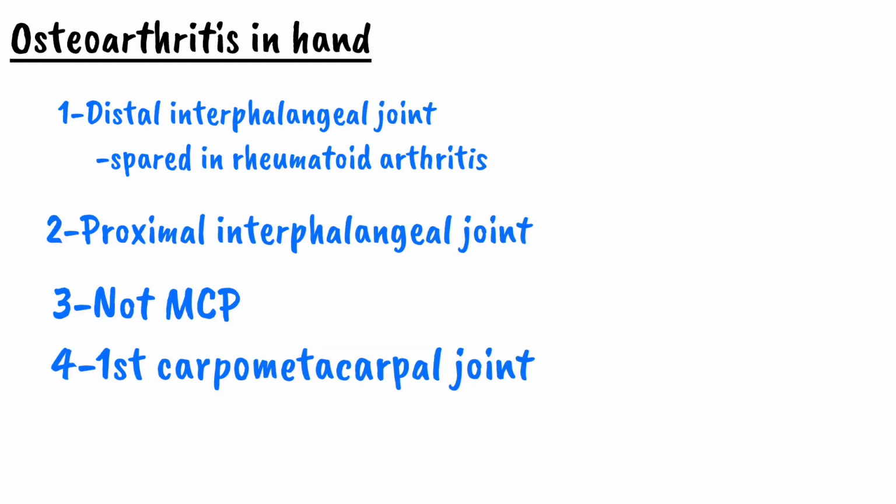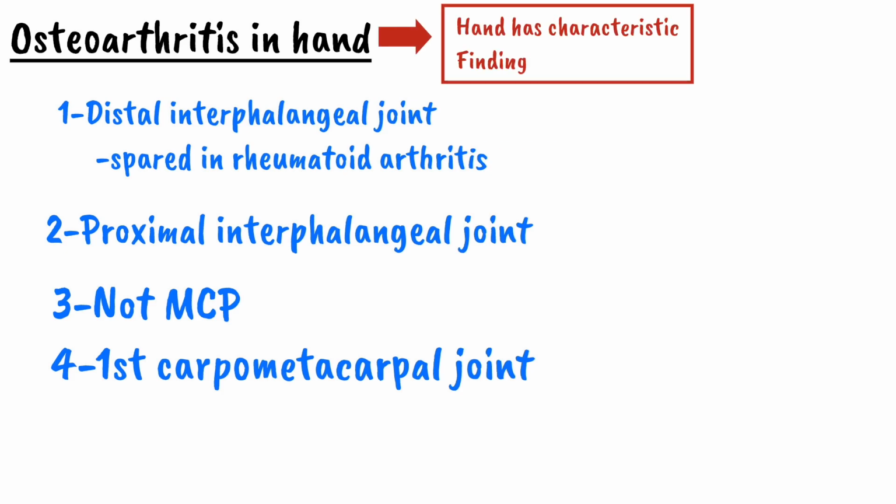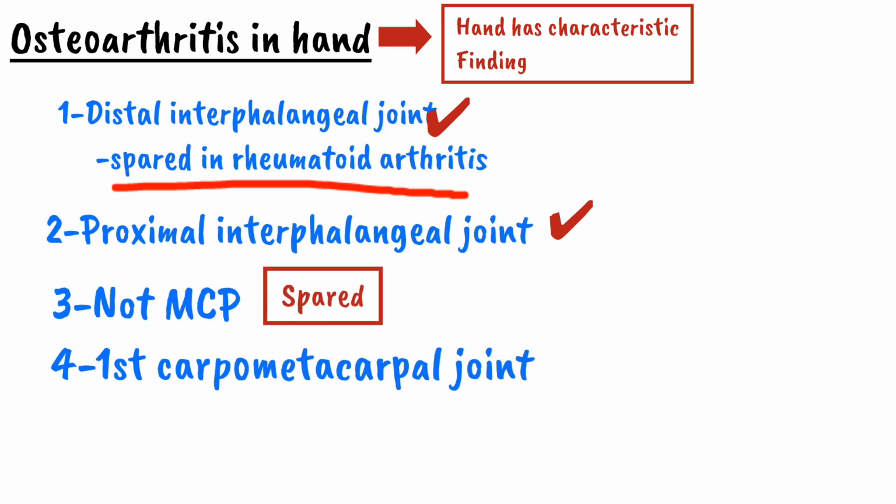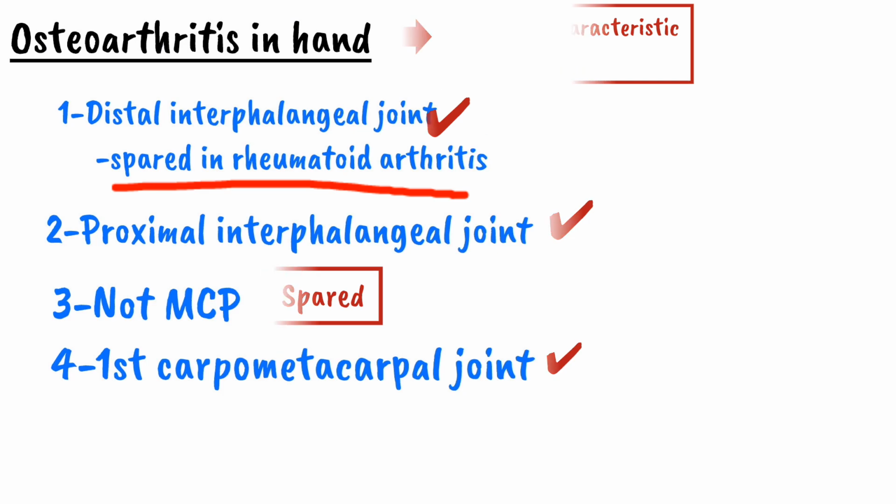After the X-ray, we will study osteoarthritis in the hand, because the hand has a characteristic pattern for osteoarthritis. The first is that it involves the distal interphalangeal joint. It is characteristic of osteoarthritis because the distal interphalangeal joints are spared in rheumatoid arthritis. It also involves the proximal interphalangeal joint. The metacarpophalangeal joint is spared, and the first carpometacarpal joint is also involved in osteoarthritis.